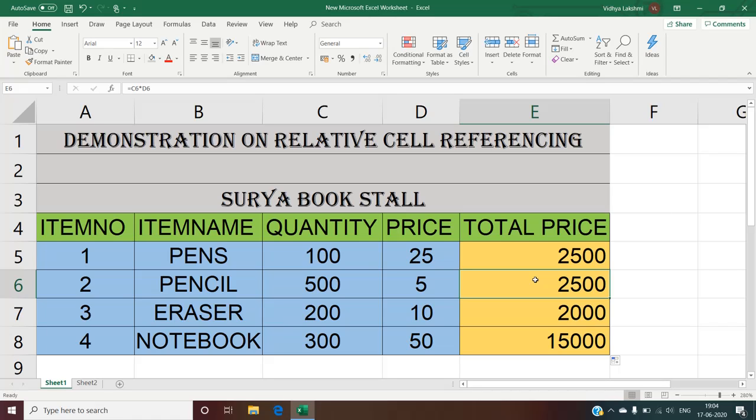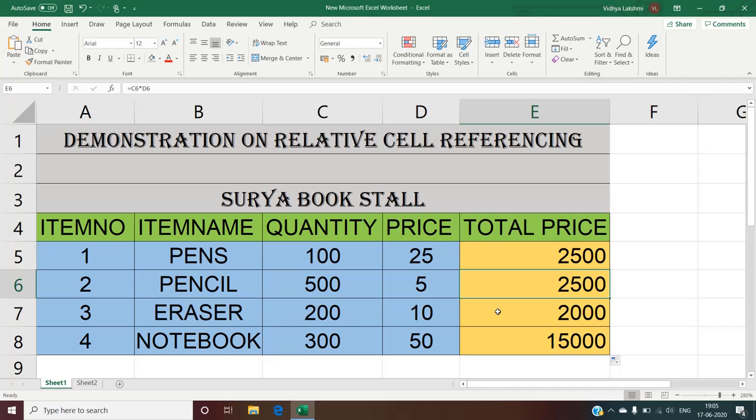If you want to check whether the formula is applied or not, you click on the particular cell. You can see the formula which has been applied, that is equal to C6 into D6. So you can see the formula is the same. It's a product of quantity and price, but the contents or the cell reference change automatically.